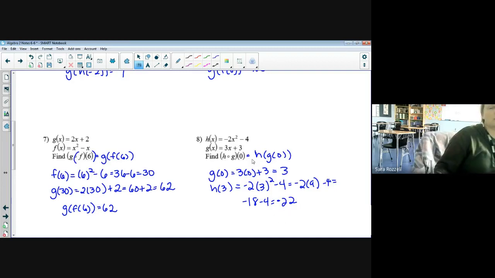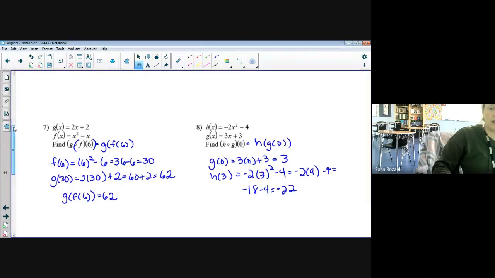So we got negative 22 on number 8 when we did H of G of 0. So G of 0 came first. You got a 3. Plug the 3 in. And once you get to this point, you can just type that in your calculator if you want. I just don't have one out here to type it into, so I did it by hand. Make sure you put parentheses around numbers that you're squaring, just in case it gets messed up with negatives and stuff.